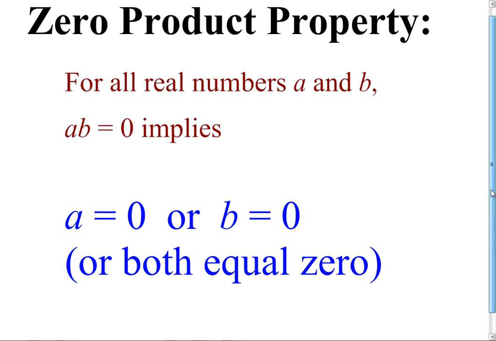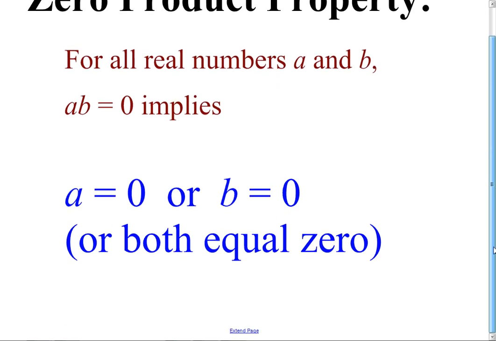And all this is a zero product property that says if you have a product of two numbers and the product is 0, one is 0 or the other is 0. The only time both equal 0 is when A is equal to B, and that's not often. It doesn't happen very often.